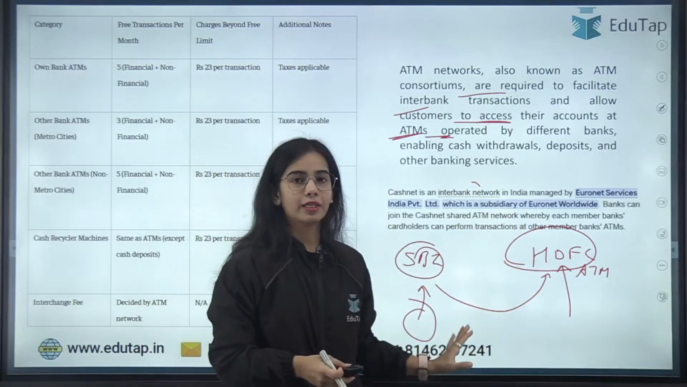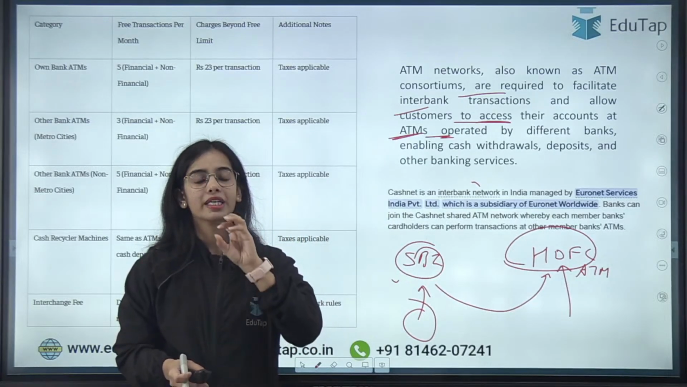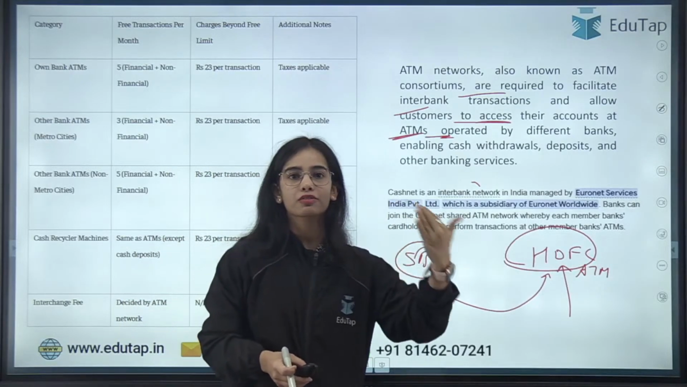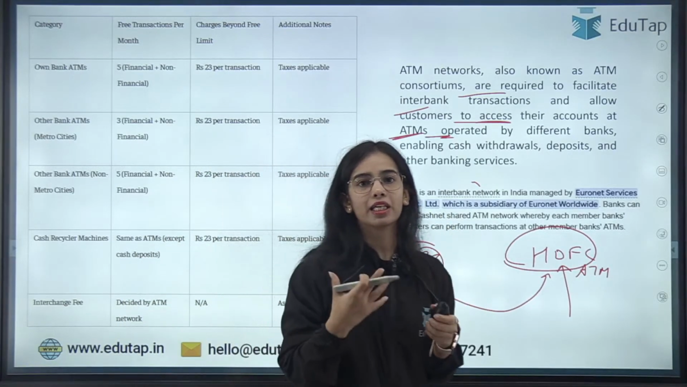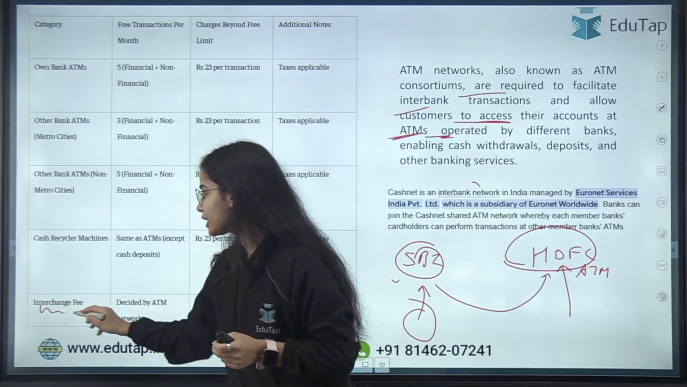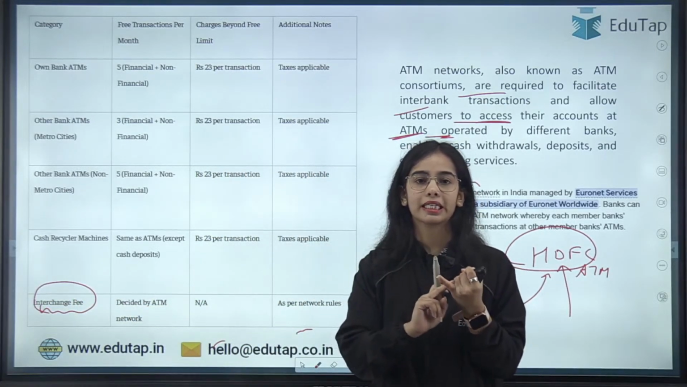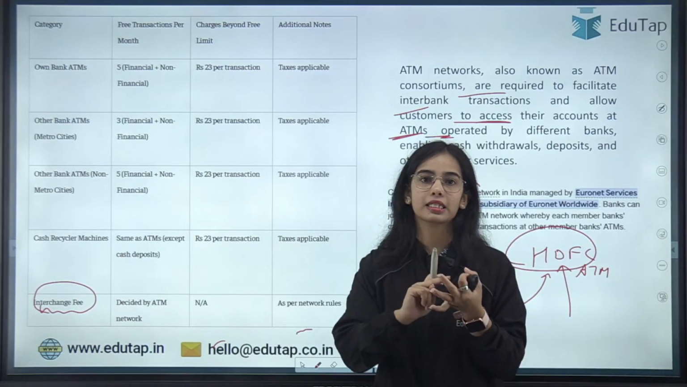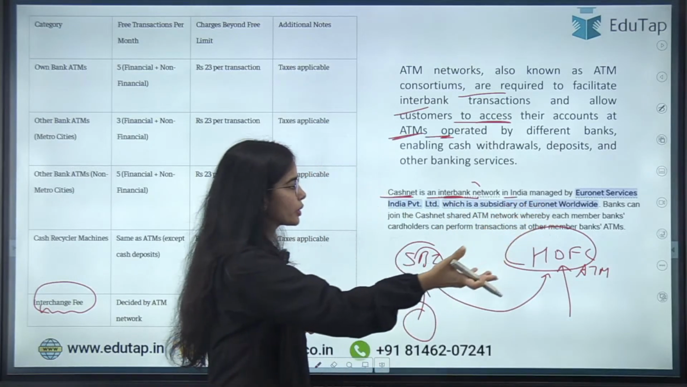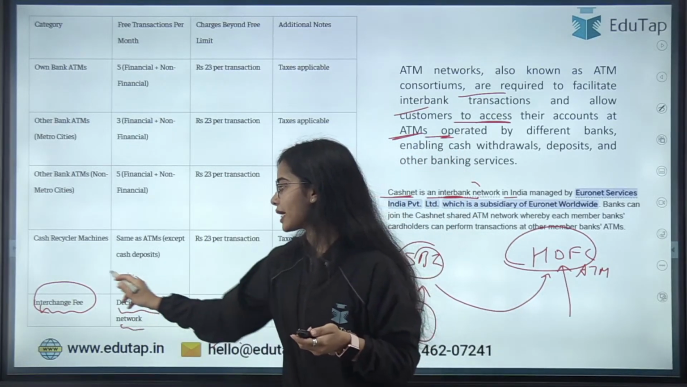So this is the basic idea, that if the information has to be transferred, for that there is the ATM network that is required, that allows the interbank transfer of information. That's why the ATM network is required, and it has been said that the interchange fee will be decided by the ATM networks. Now in our country, among the ATM networks there is NFS, there is CashNet, there is CashTree. CashNet is an interbank network in India managed by Euronet Services of India Private Limited. So the ATM networks will decide the interchange fee.